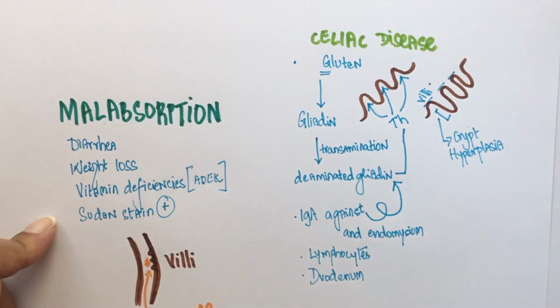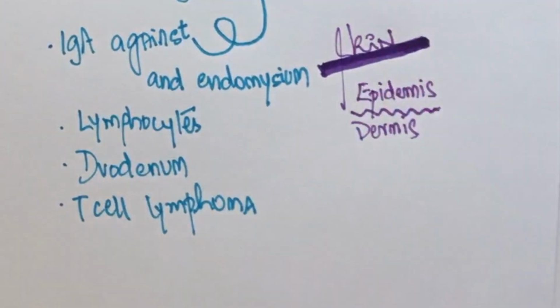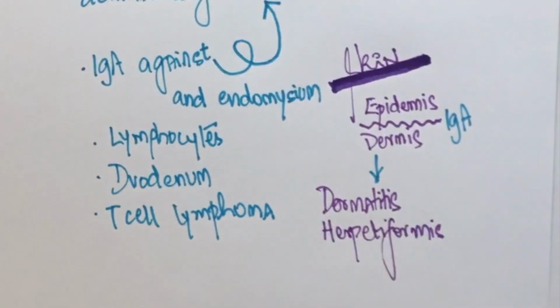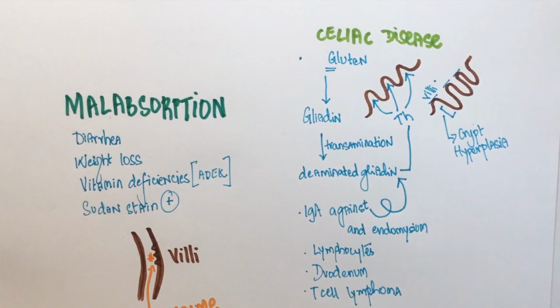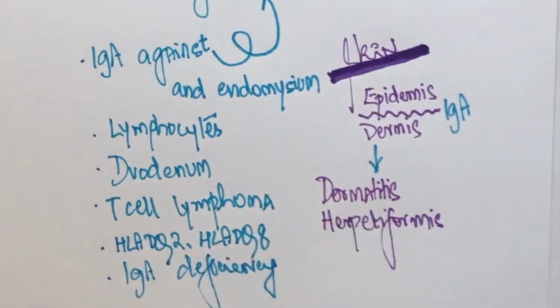What makes this unique is the skin findings. Dermatitis herpetiformis is seen in these patients as IgA destroys the connection between the dermis and epidermis. This gives an appearance similar to herpes. That's how it gets its name herpetiformis. These patients are at a risk of developing T-cell lymphomas. A fraction of these patients may also have IgA deficiency.